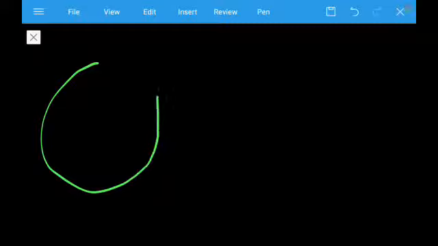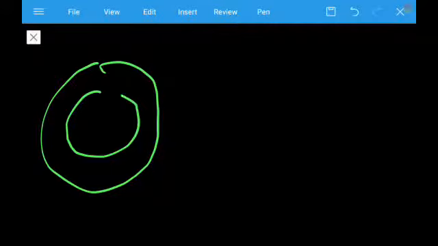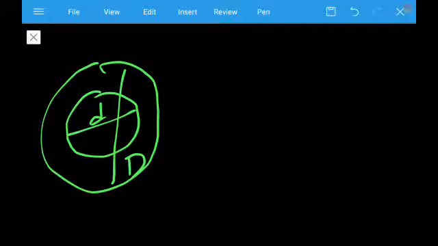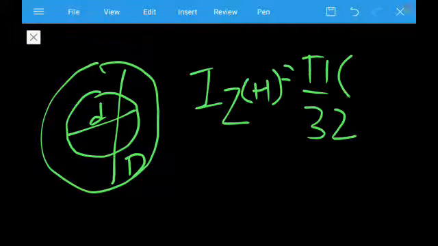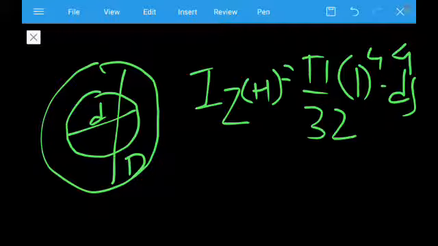Now we will see the case of a hollow shaft, where the internal diameter is small d and the external diameter is capital D. Then Iz for a hollow cylinder is pi upon 32 times capital D to the power 4 minus small d to the power 4.